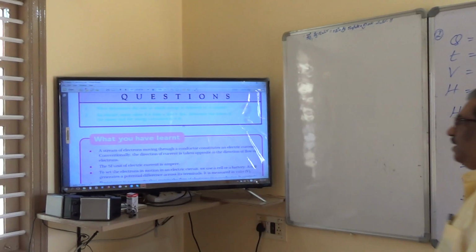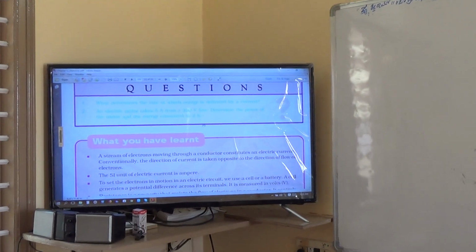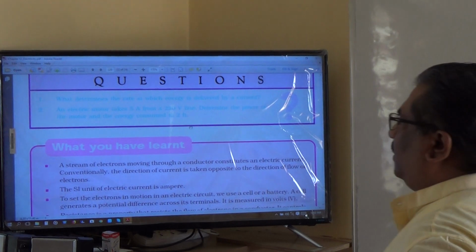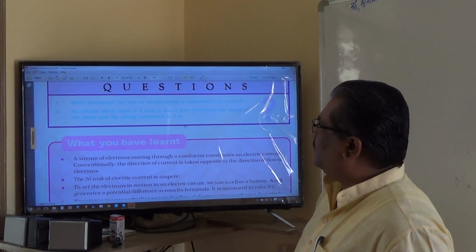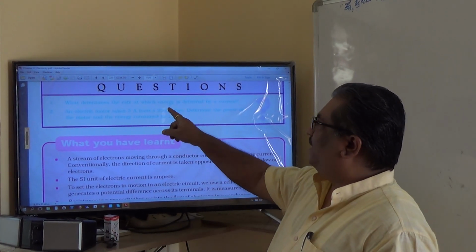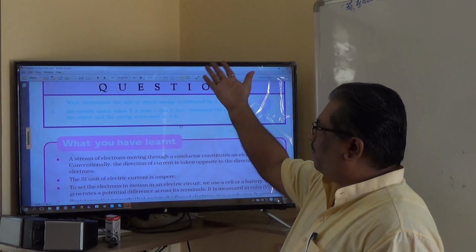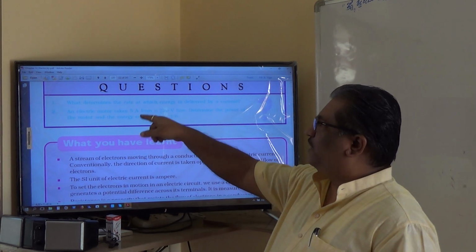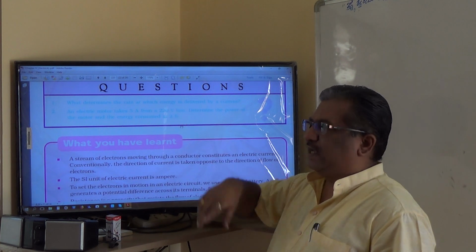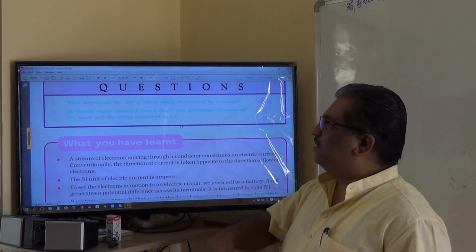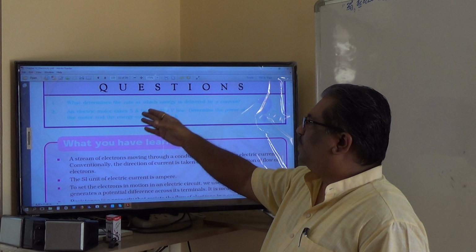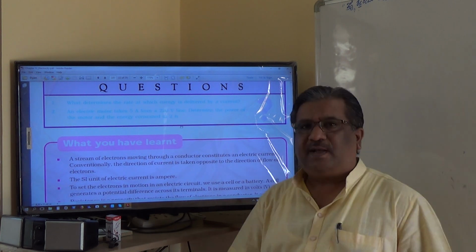What determines the rate at which energy is delivered by a current? Rate at which energy is delivered, in the sense that this energy is dissipated, means energy divided by time. Energy divided by time is W by T, which is nothing but power. Therefore, power determines the rate at which the energy is delivered by a current.